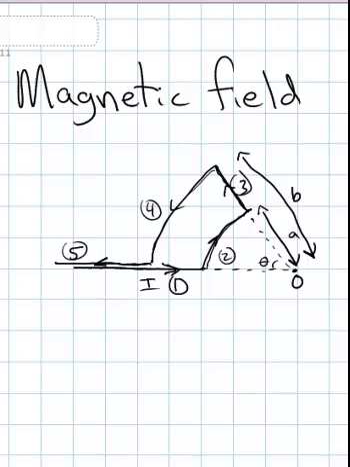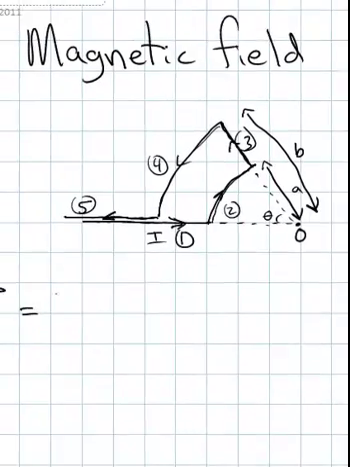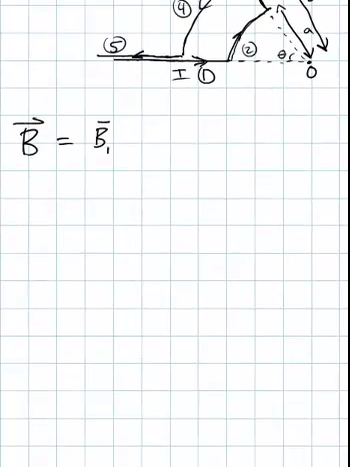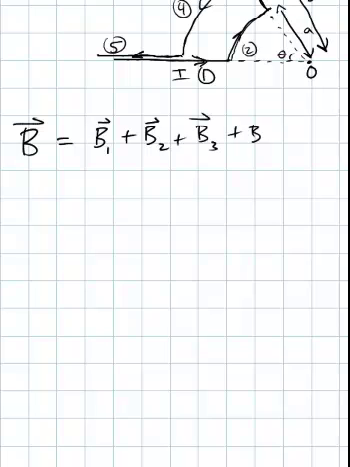And we know that the magnetic field is going to be the superposition of all of those. We just add them up. We find the magnetic field due to segment 1, the magnetic field due to segment 2, 3, 4, and 5, and we add them all up, and we get the total magnetic field. So let's take a look at each one.